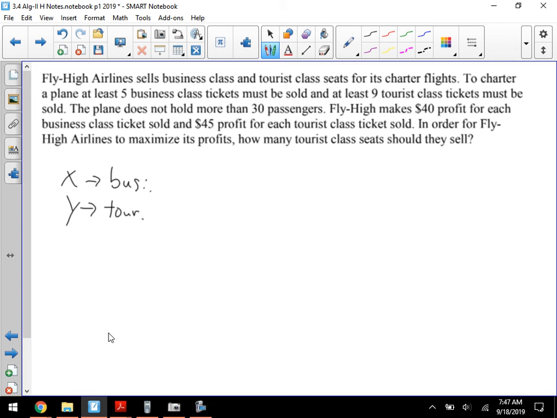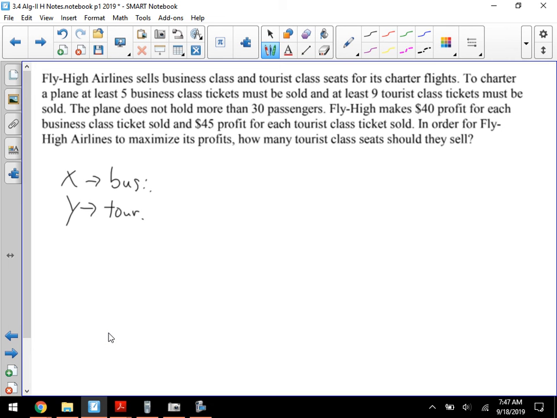To charter a plane, you have to have 5 business and 9 tourists. The plane does not hold more than 30. They make $40 for business, $45 for tourists. In order to maximize profits, how many tourist seats should they sell? So, you've got your X's and your Y's. What is your objective? What is your goal here? Maximize profit.